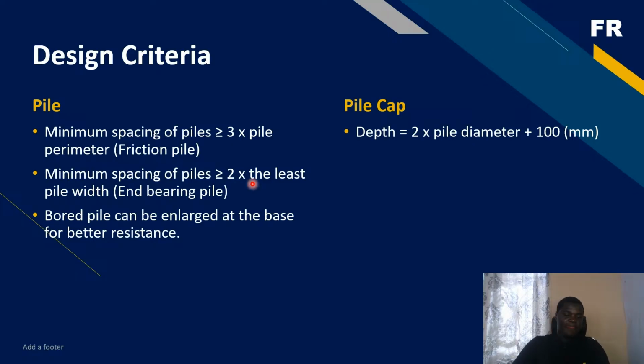And then the last point in terms of the design criteria is that for a bored pile that is cast in situ, the bored pile can be enlarged at the base for better resistance. Let's say you have a pile size of 600 mm. At the base where you have the hard strata, it will make sense if you enlarge it, that is, you increase that base a little to have a better resistance.